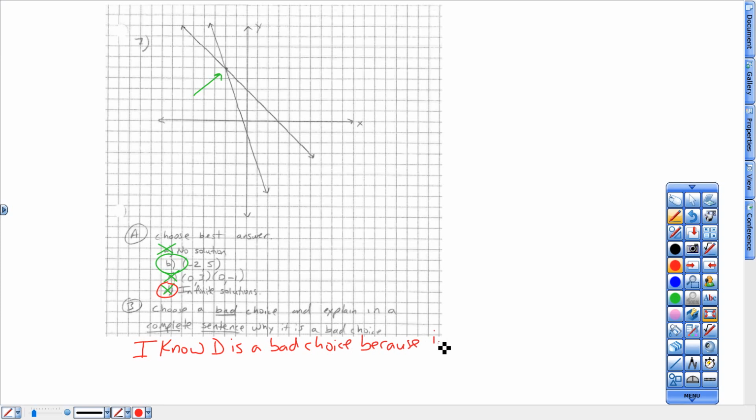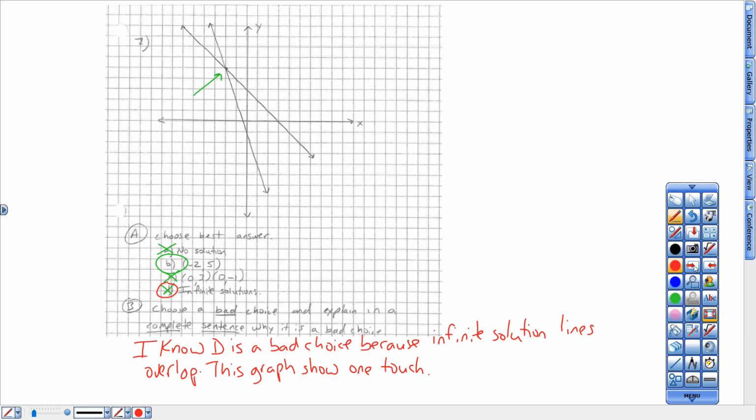Because infinite solution lines overlap. This graph shows one touch. So again, infinite, they're touching everywhere along the lines. I know D is wrong because infinite would be overlapping lines. This graph shows lines touching once, intersecting.